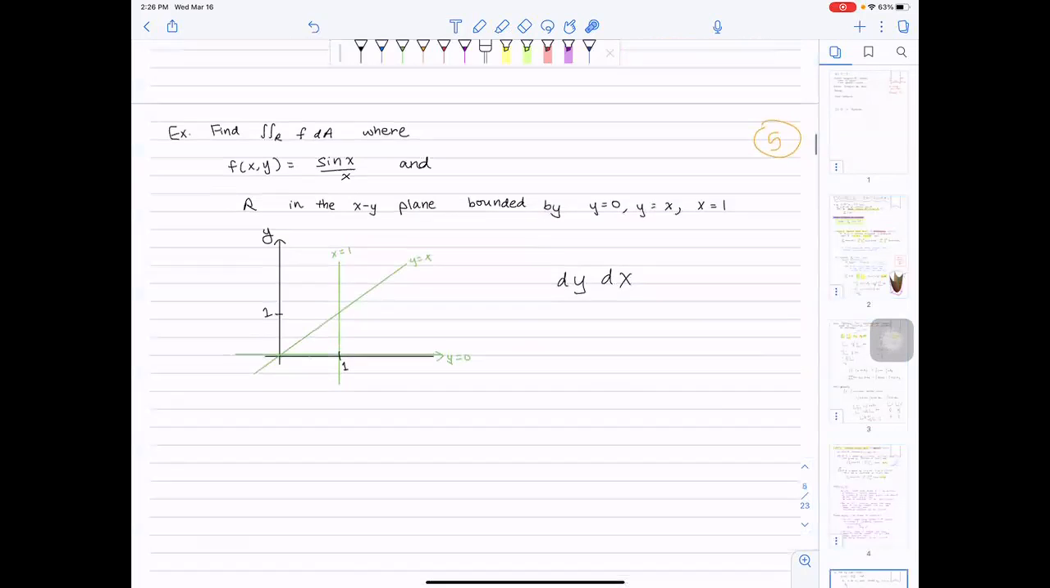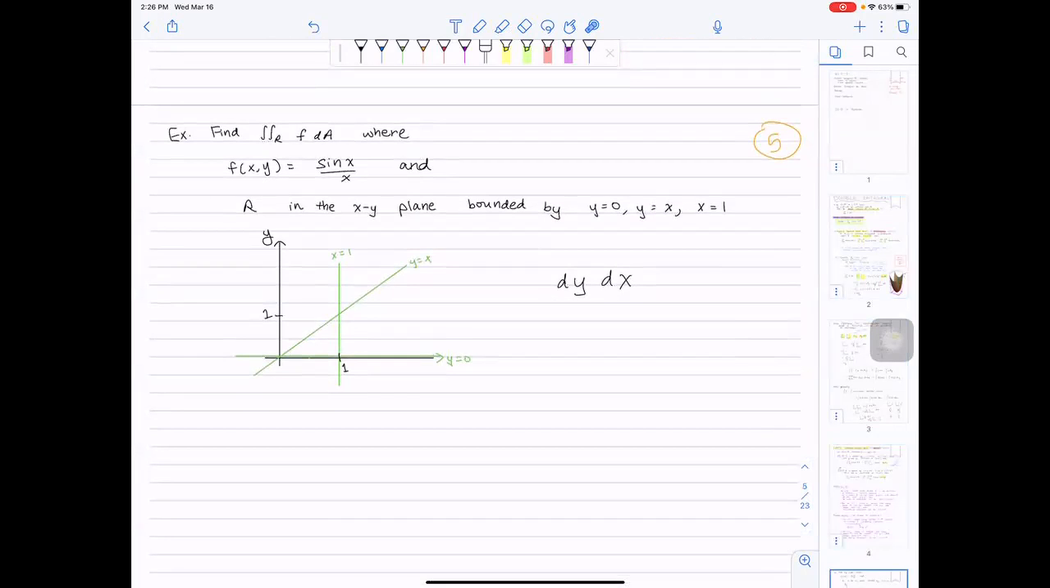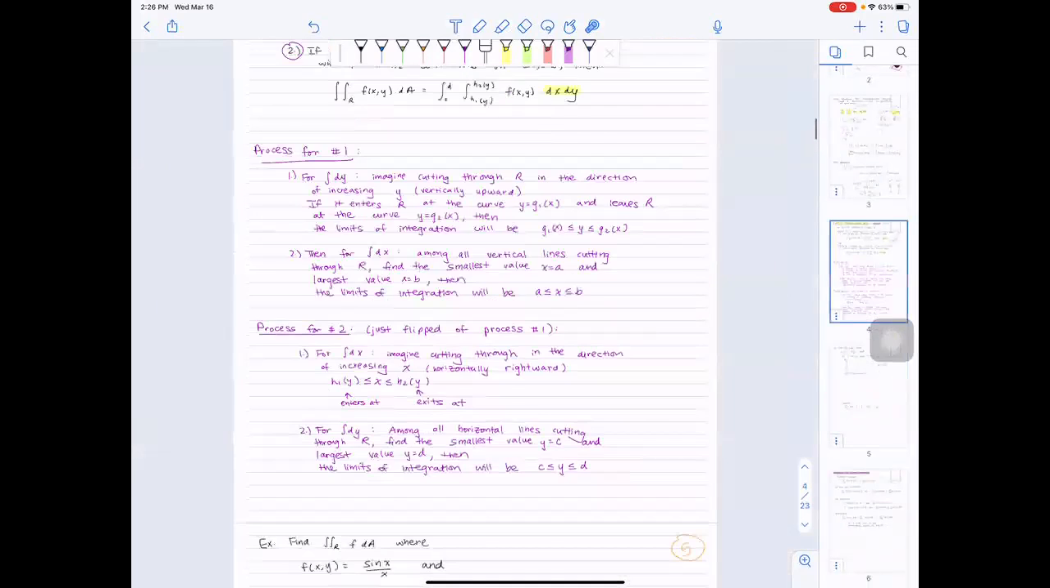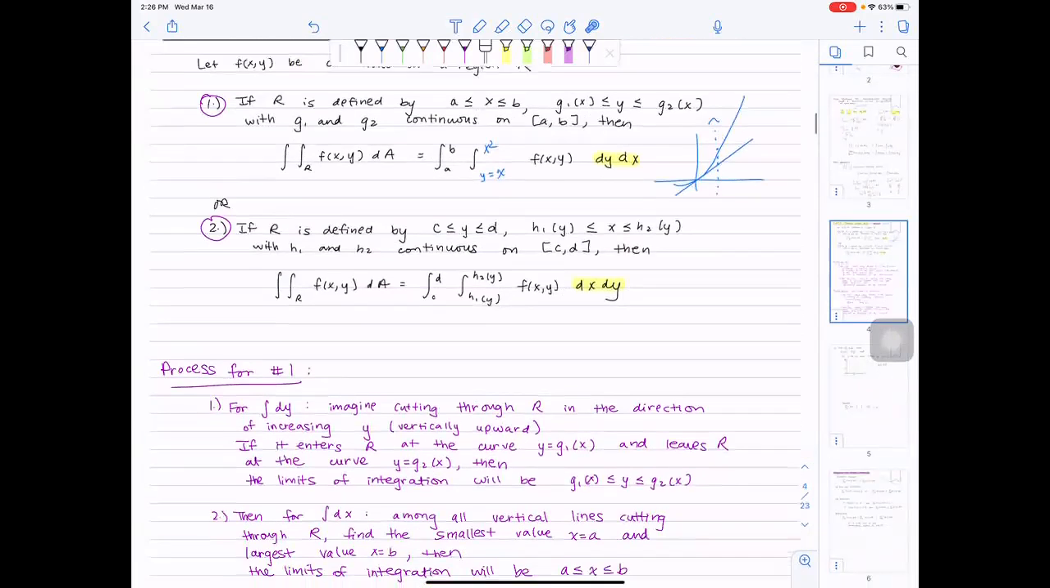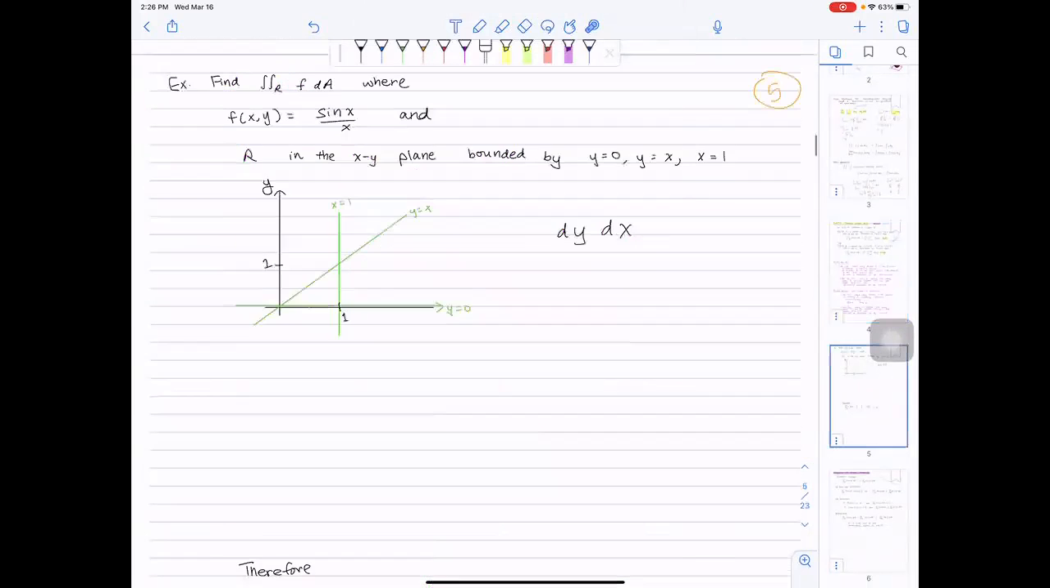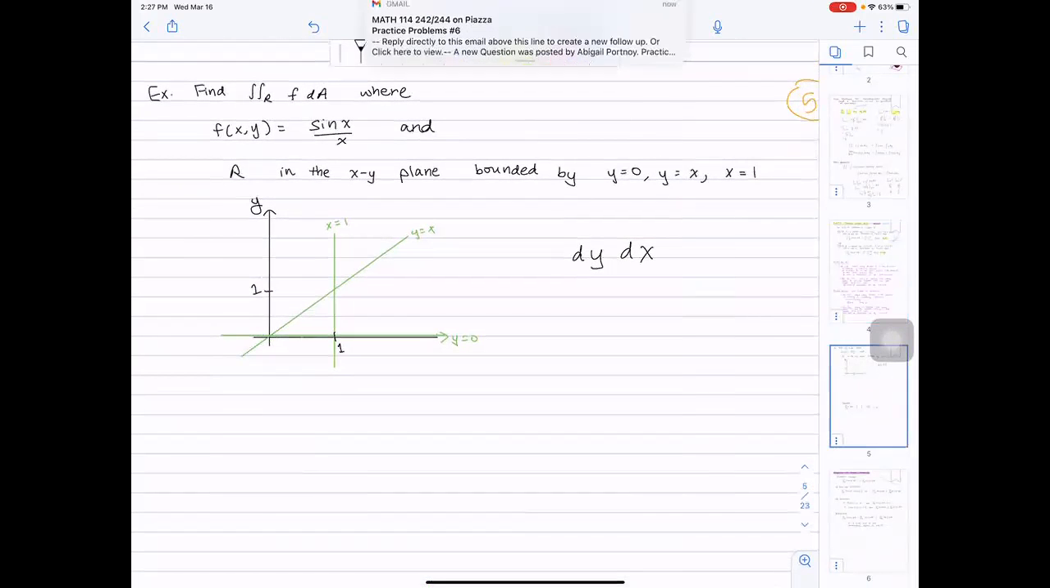So let's do an example. Wait, so for the general region, you can basically reorder and then change the bounds as you go? Yes, yep. Okay, so let me explain one example.